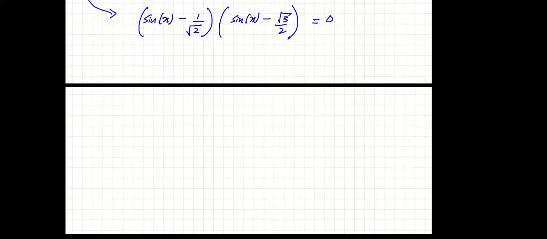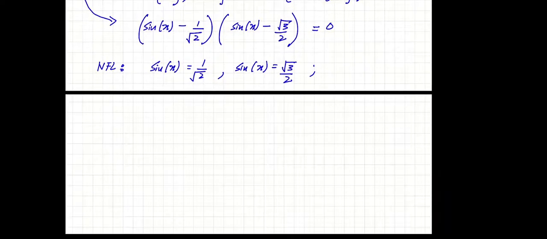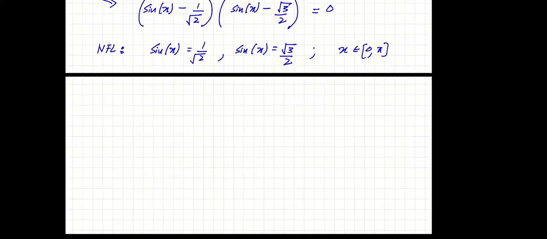Okay. Now, what is this here? Null factor law, NFL. So if you have null factor law here, you get sin x is equal to 1 divided by square root 2. The other one would be sin x is equal to square root 3 divided by 2. And I think the domain is given, right? X is from 0 to pi. Now the game is easy peasy, yeah?